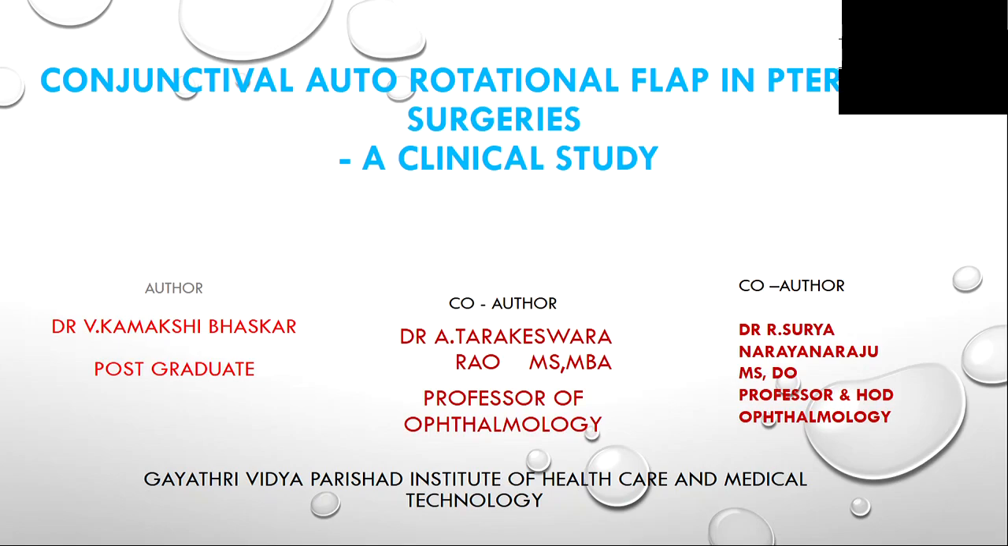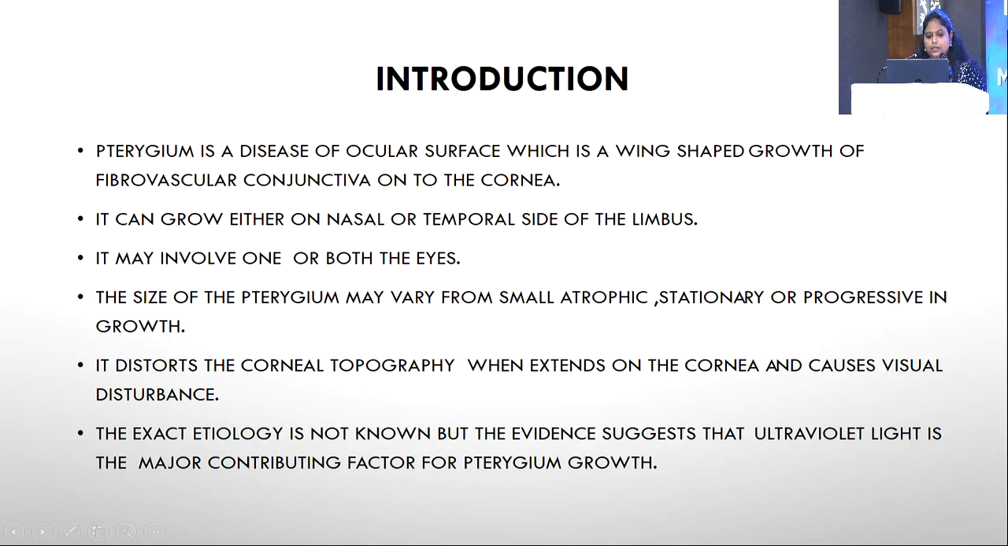Good afternoon all. My name is Kamakshi and my topic is Conjunctival Autorotational Flap in Pterygium Surgeries, a Clinical Study. No financial interest. Pterygium is a disease of the ocular surface, which is a wing-shaped growth of fibrovascular conjunctiva onto the cornea. It can grow on either the nasal or temporal side of the limbus and may involve one or both eyes. The size of the pterygium may vary from small, atrophic, stationary or progressive in growth, and it distorts the corneal topography when it extends onto the cornea and causes visual disturbance.